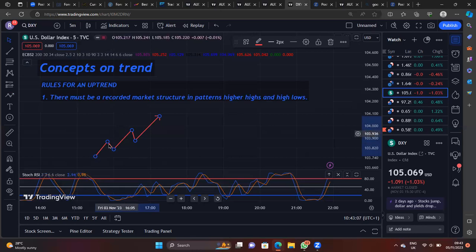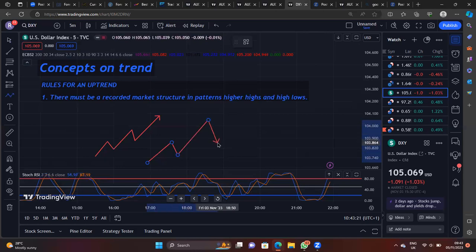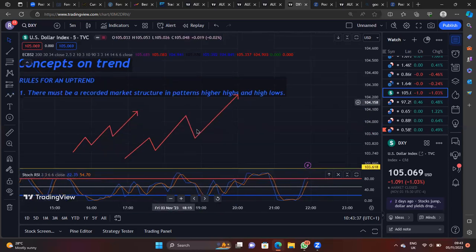Let me repeat this. This is a high. Let me use my new pattern. This is a high, right? Okay. This is a low, right? This is another high, another low, another high. Now, what's the rule? This is a high, this is a low, this is a high. Now, the current low must not be lower than the previous low.